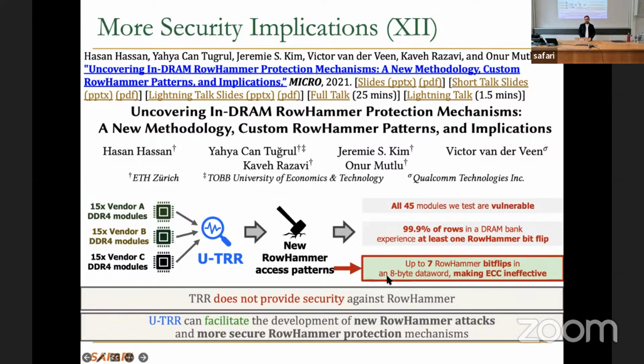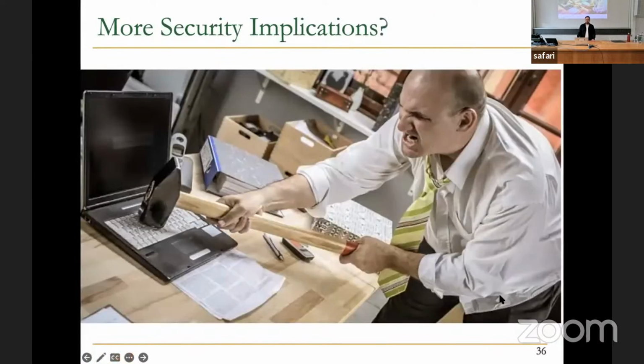In modern DDR4 chips with RowHammer protection, you can do the reverse engineering. You can craft access patterns that induce bit flips, and you can induce up to 7 RowHammer bit flips in an 8-byte data word. So in 64 bits, you have 7 bit flips. To protect against this kind of error rate, you really need to span a lot of parity bits, basically. So today's ECCs are practically ineffective against RowHammer.